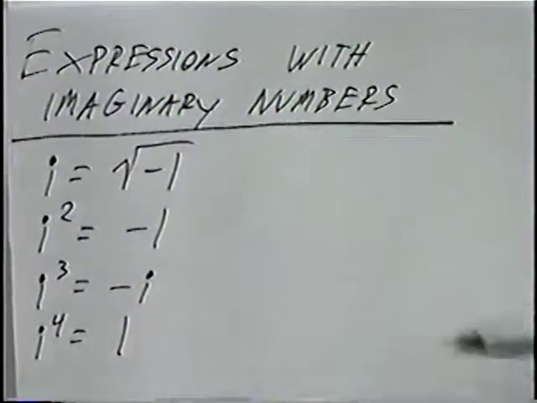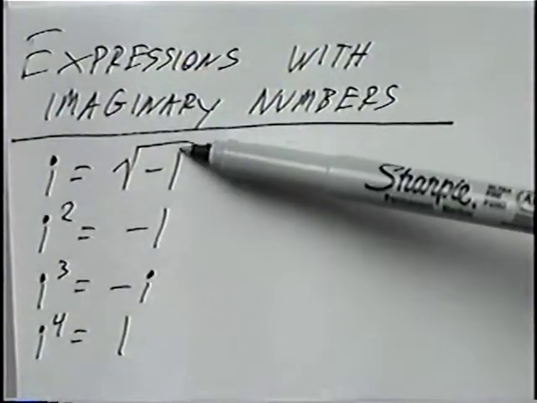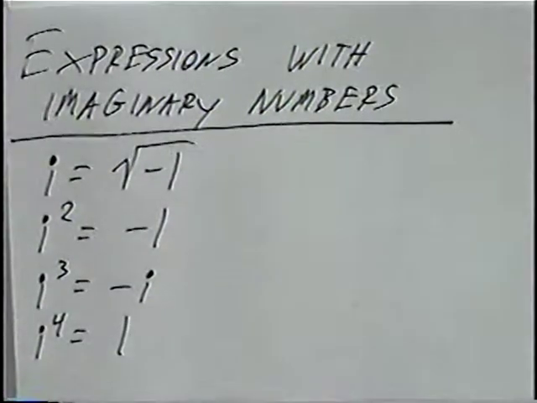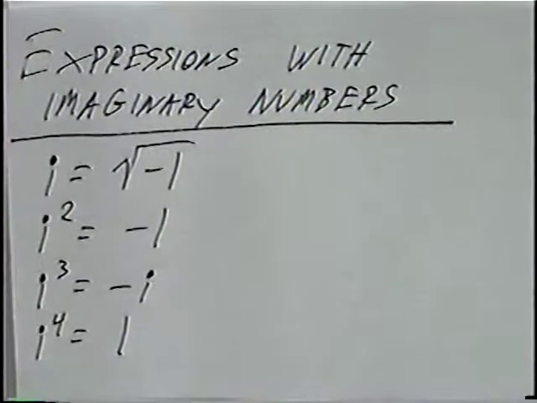Second one, i squared. i squared will be equal to negative 1. With i squared, we're multiplying the square root of negative 1 times itself, which would equal negative 1. So any question with i squared, we can rewrite using a negative 1.